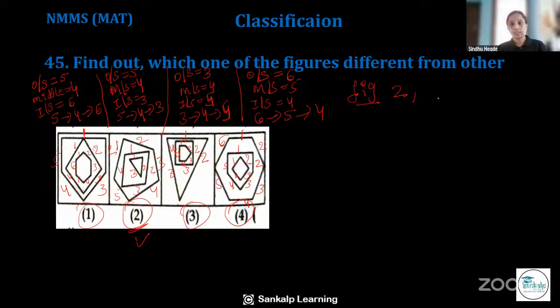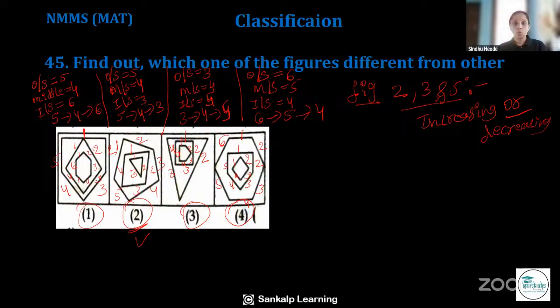So all the figures 2, 3 and 5 follow one pattern, whether increasing or decreasing. But only this image one, here it is 5, 4, 6. Once it decreases, then again it increases. So it does not follow one proper pattern.